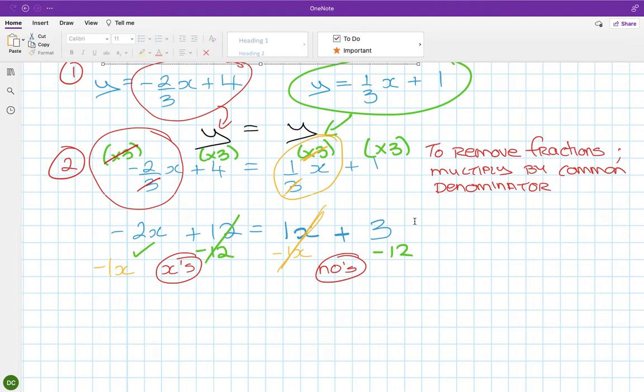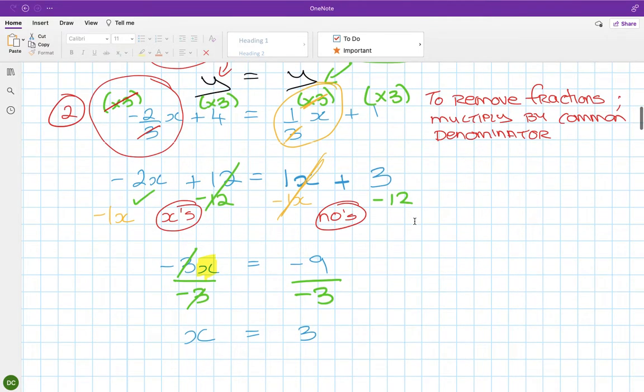Okay, so tidy up. On the x's side, I have minus 3x, and on the number side, I have, is that minus 9? I want to isolate my x, so I'm going to divide by minus 3, and then divide by minus 3 to balance it out. So x equals 3. Yeah?